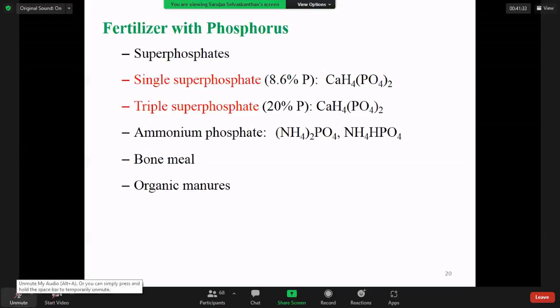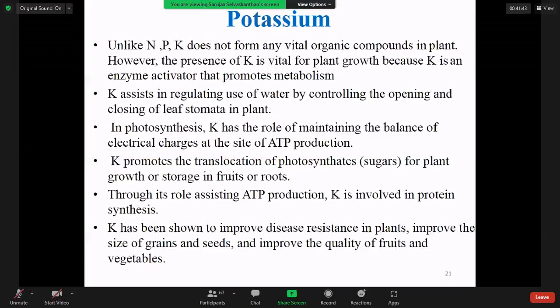Any problem? Okay, as fertilizer you can apply superphosphate and other phosphorus-containing fertilizers, and potassium.